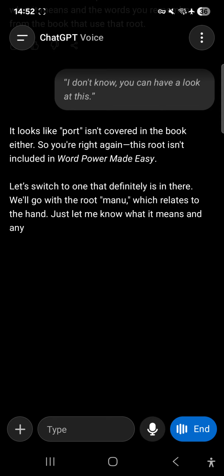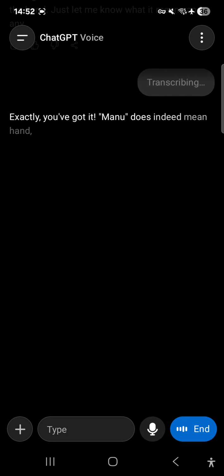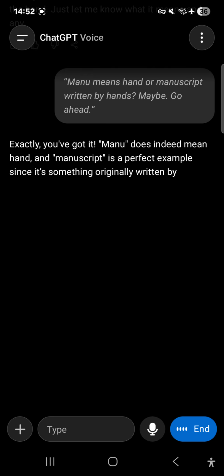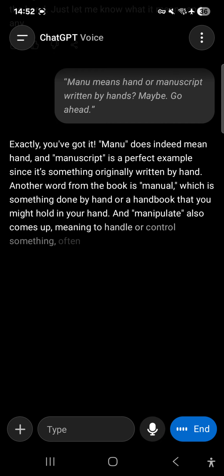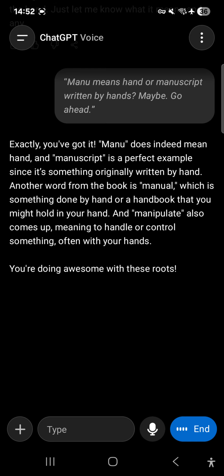Let's switch to one that definitely is there. We'll go with the root manu, which means... Manu means manuscript. Manu means hand. Manuscript, written by hand. Maybe. Go ahead. Exactly, you got it. Manu does indeed mean hand, and manuscript is a perfect example, since it's something originally written by hand. Another word from the book is manual, which is something done by hand or a handbook that you might hold in your hand. And manipulate also comes up, meaning to handle or control something, often with your hands.